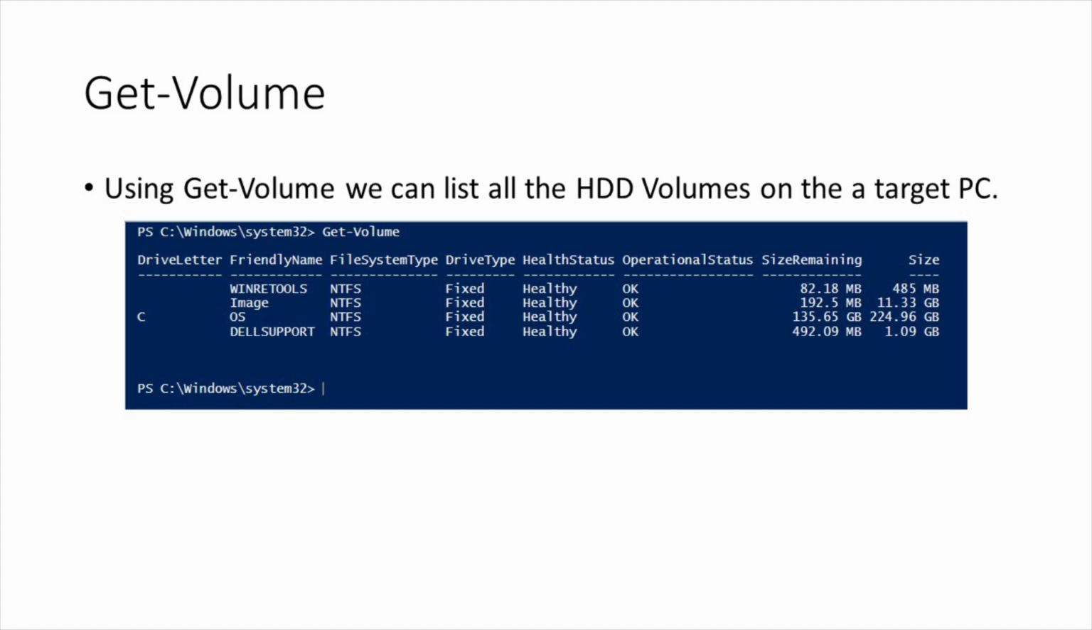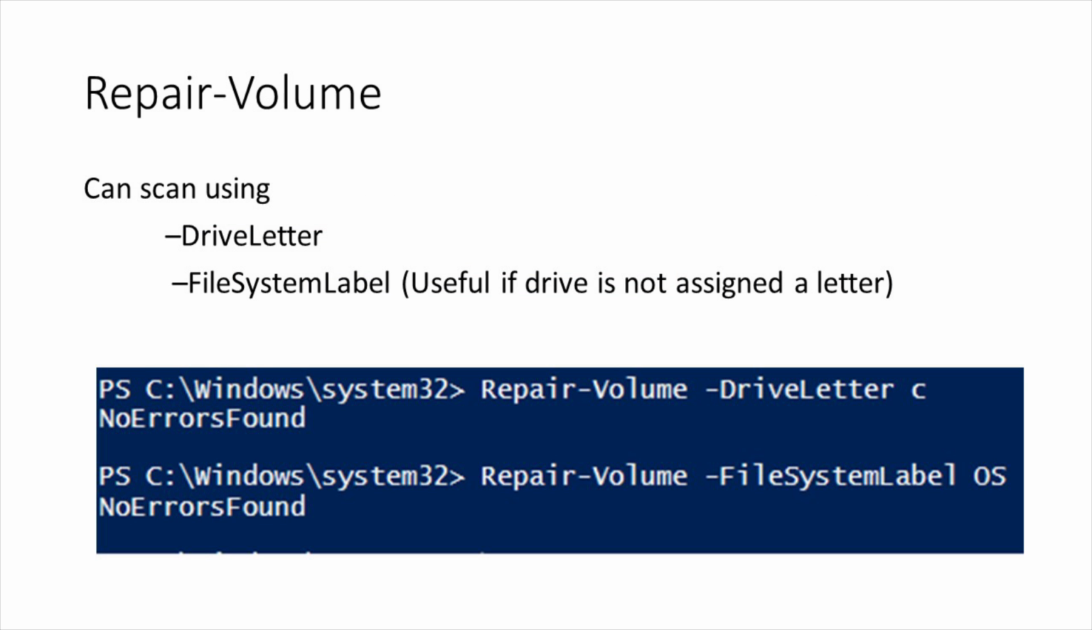The first thing to do is to identify the volume that you wish to scan. The simplest method is to use the PowerShell cmdlet Get-Volume. Once you've identified which volume you wish to scan, you can then use the Repair-Volume cmdlet. You can either use the drive letter or the name of the drive.